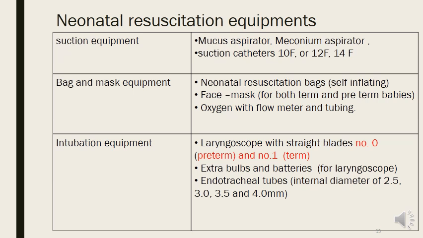Next we can see neonatal resuscitation equipment. In that, suction equipment like mucus aspirator or meconium aspirator, suction catheters 10 French, 12 French or 14 French. For bag and mask, self-inflating neonatal resuscitation bags and face masks, separate for term and for preterm babies, and oxygen with flow meter and tubings, and the intubation equipment like laryngoscope with straight blade number 0 for preterms and number 1 for term babies.